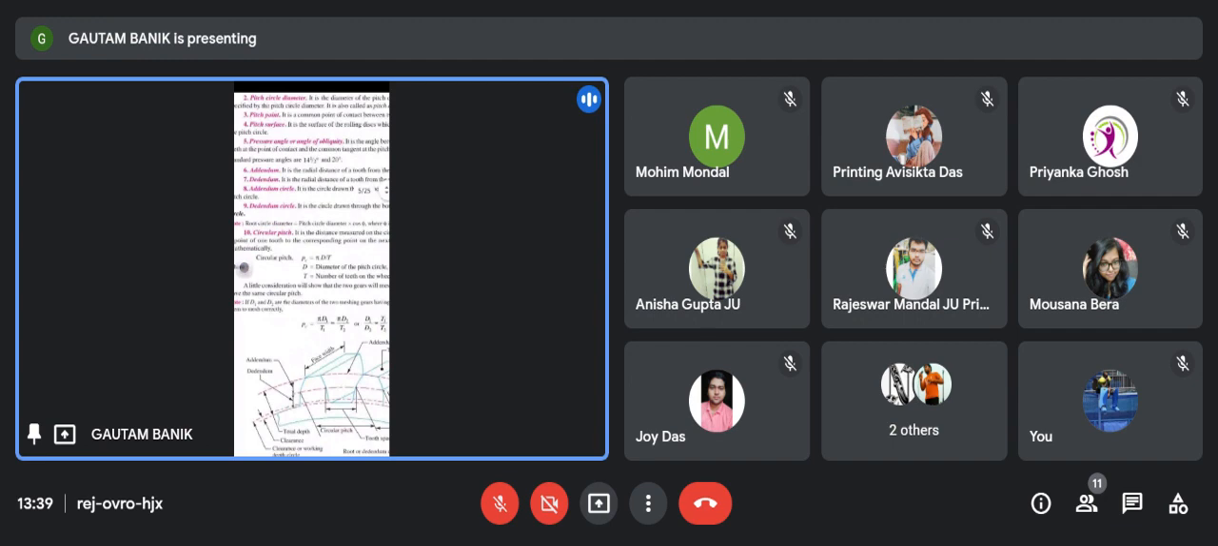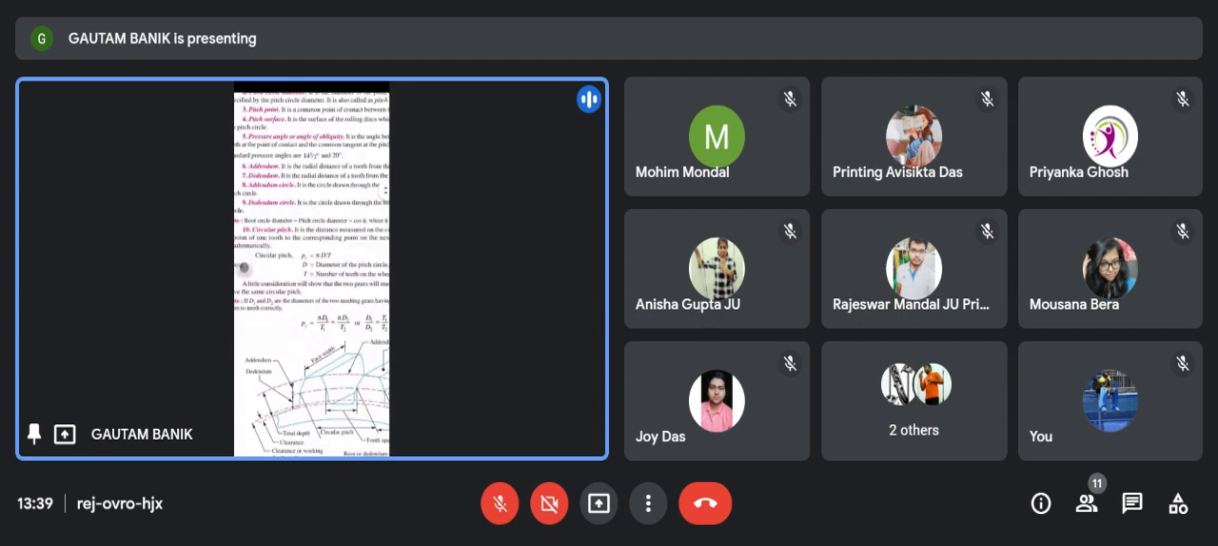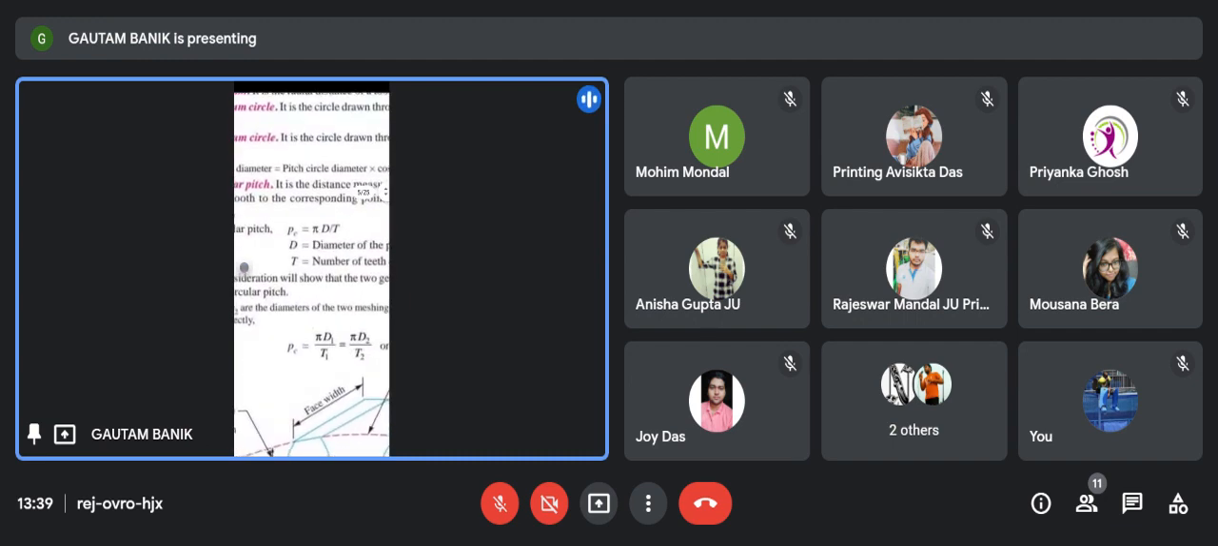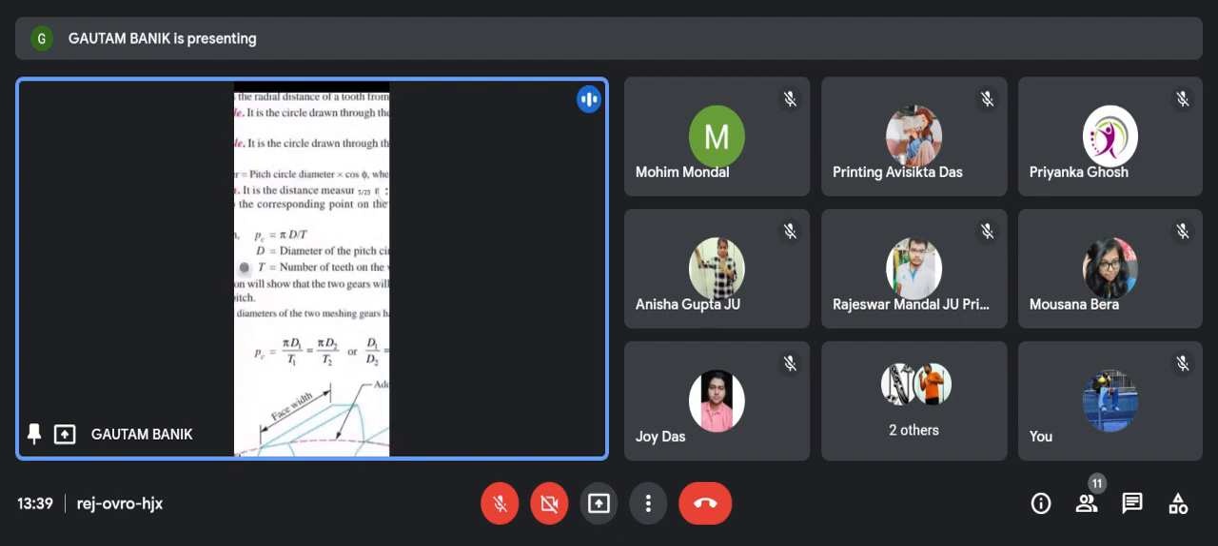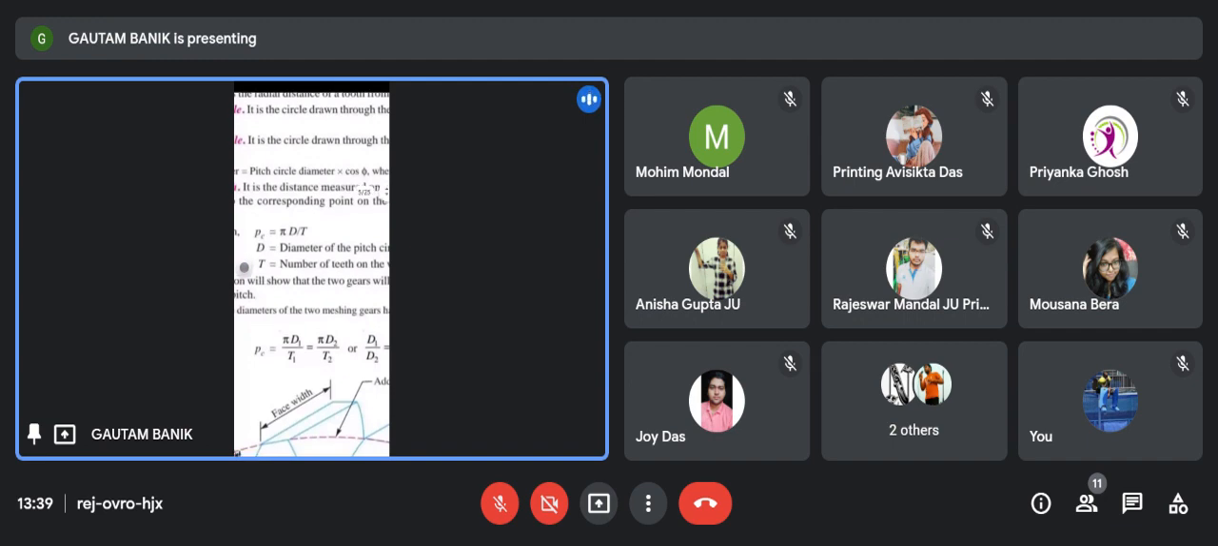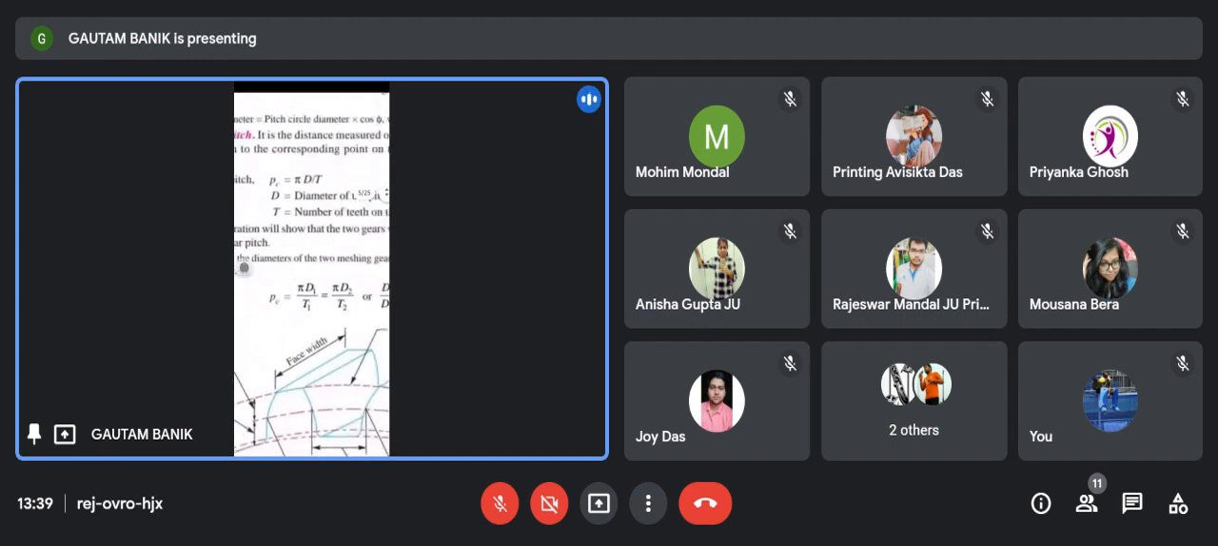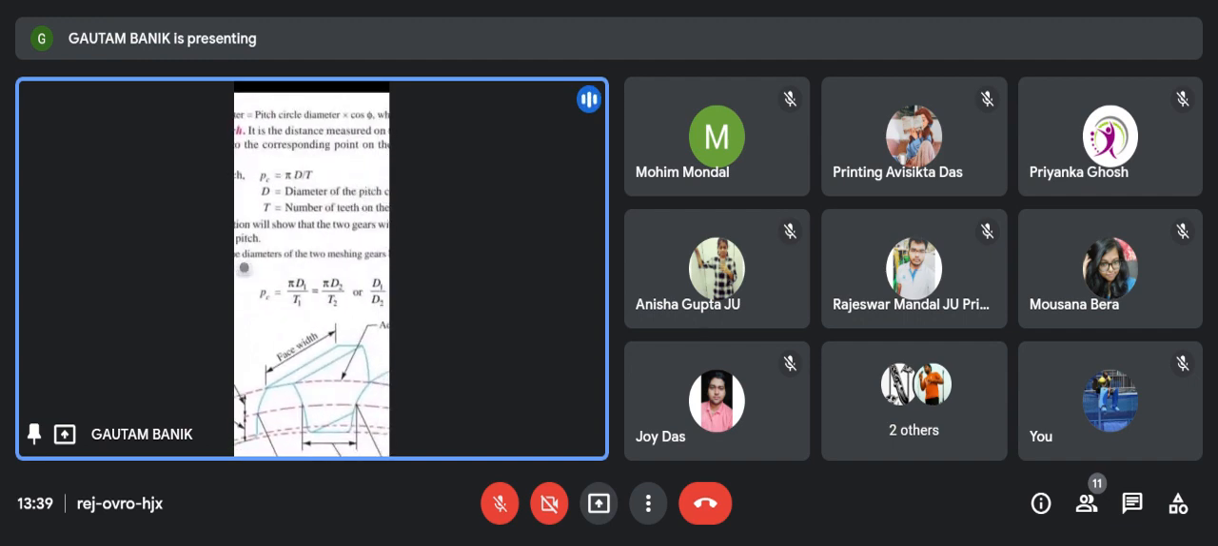Now, an important one is the circular pitch. Circular pitch is represented by PC. Pi d is the total circumferential length, divided by T, where T is the number of teeth cut in the gear. That is pi d by T, the circular pitch. It is the parameter, and circular pitch is equal for all gears.